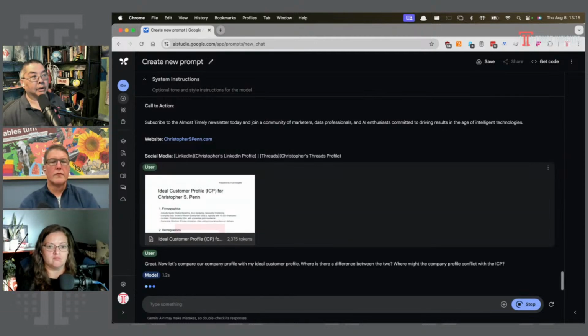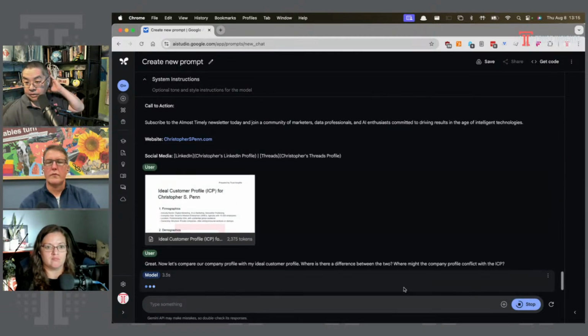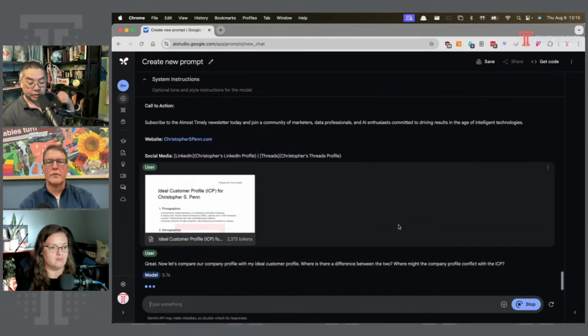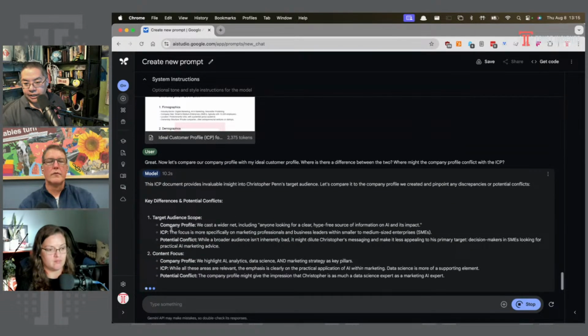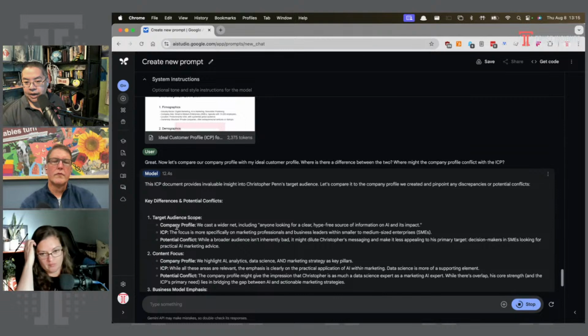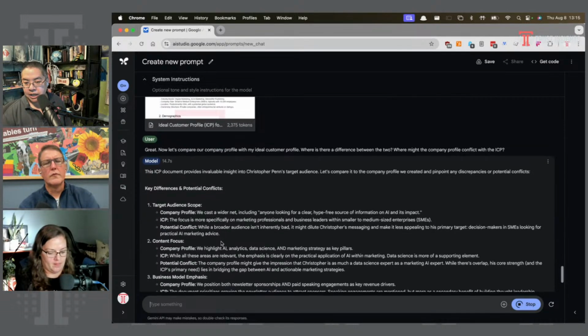And let's see what Gemini says about comparing these two things, because I'm legitimately curious. I did not do this before the show. I want to see what's going on here. So from the target audience scope, the company profile casts a wider net. The ICP is more focused, potential conflict.